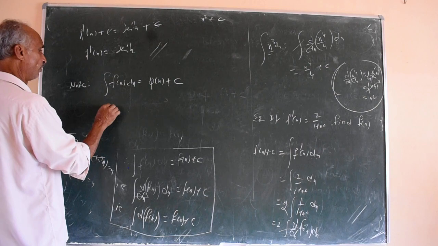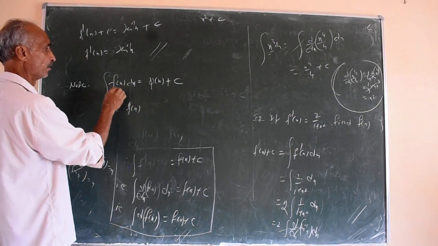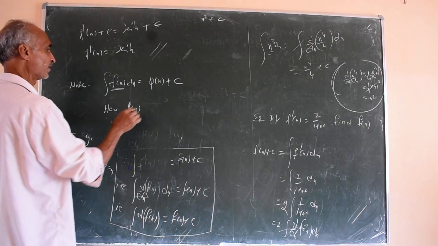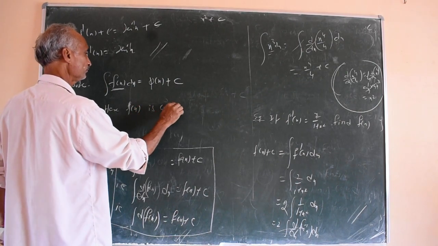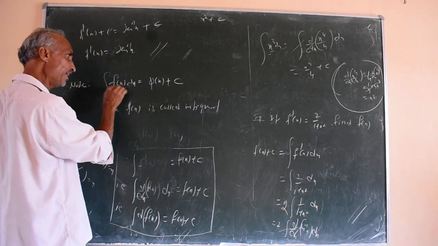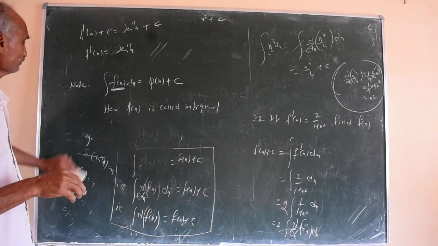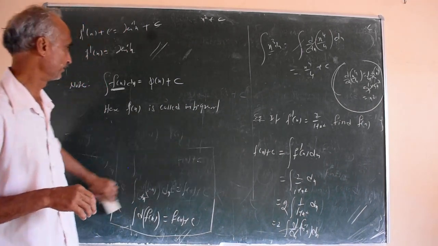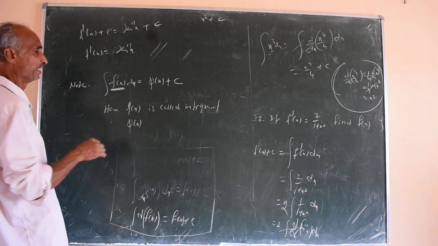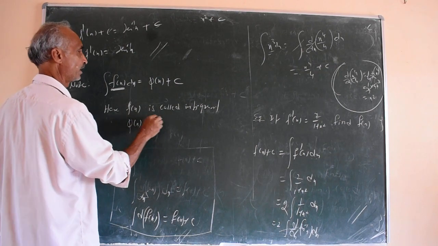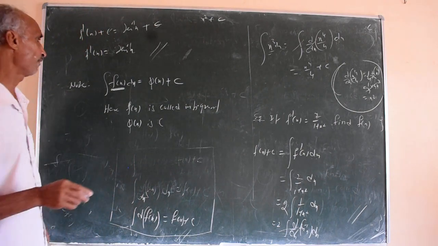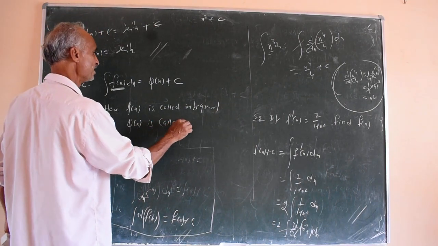Here f of x is called the integrand. The function which is to be integrated is called the integrand. Which function you are integrating, that's called the integrand. Pi of x is called the integral. The answer is called the integral, just like in differentiation the answer is the differential coefficient.